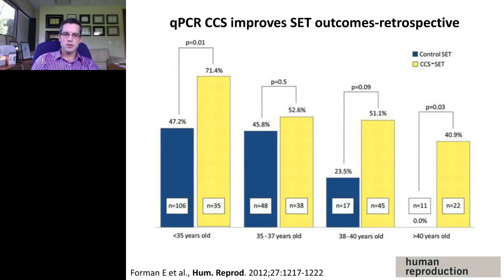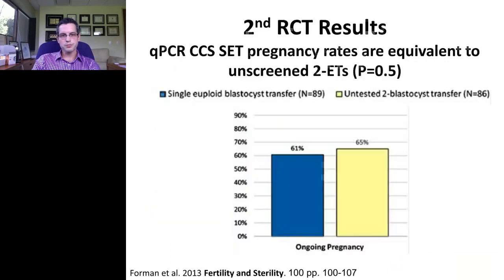A retrospective study shown here indicated that single embryo transfers without CCS, shown in blue, had lower success rates than those embryos which had undergone CCS and were considered euploid. And that was true in all age groups.